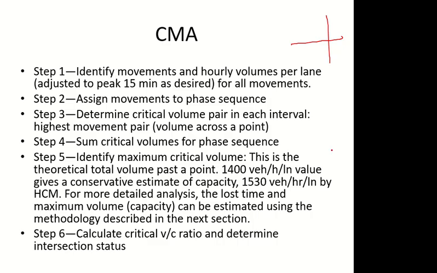For maximum critical volume, which is the capacity, basically they have given us some guidelines. You can take it 1400, 1530 in different situations, but it's normally around 1400, 1600, something like this. And then you can calculate volume capacity ratio and find out the status of the intersection.